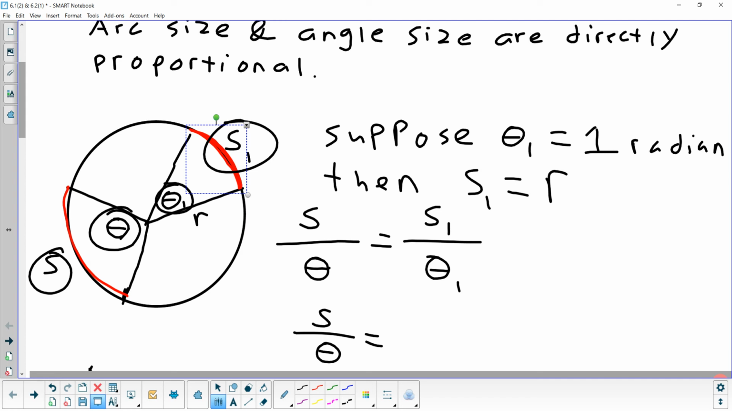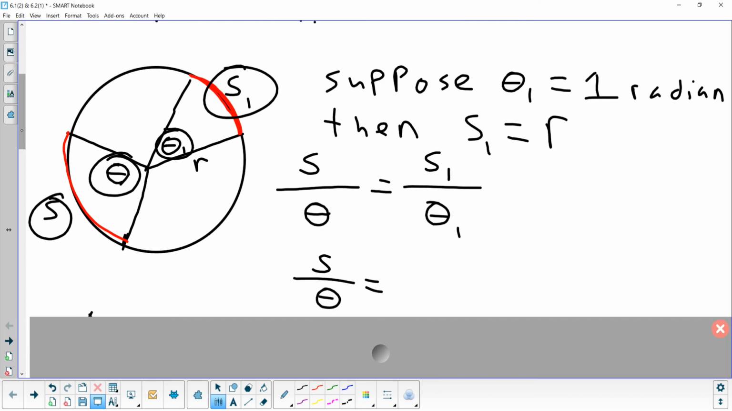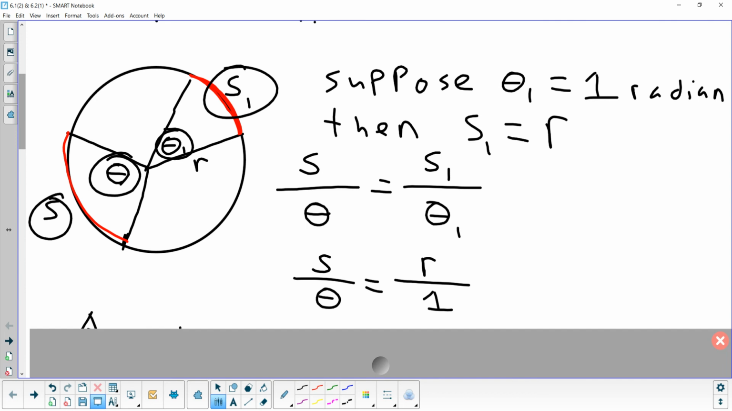And you could set this up different ways. Instead of doing arc over angle equals arc over angle, you could do angle over arc, but then you'd have to do angle over arc on the other side, as long as you set it up consistent. So we know that if our angle is 1 radian, then that would force the arc length to be the same as the radius. Our goal now is to get S by itself. What would I have to do in that equation to get S by itself? John? Yeah, just multiply. You can cross multiply, but you don't even need to, because when you cross multiply S times 1, you're just going to get S. So just multiply both sides by theta.